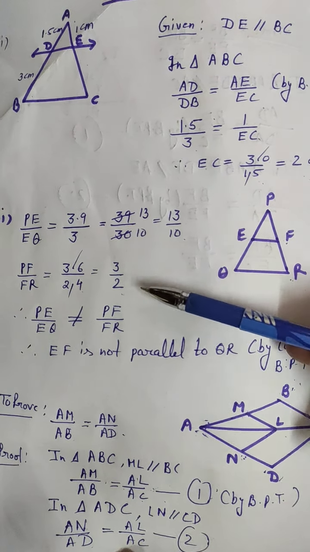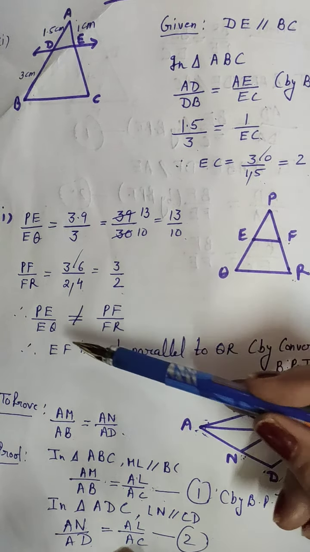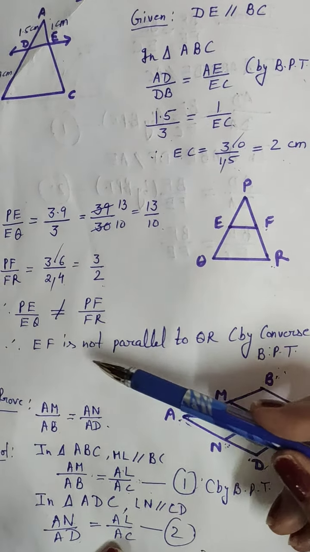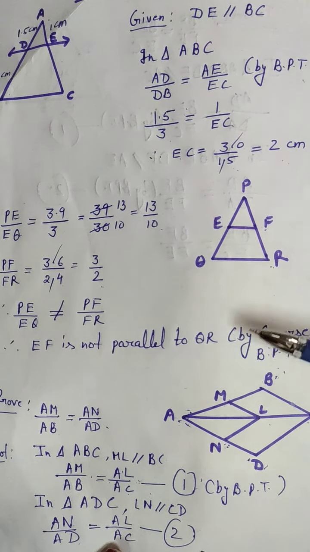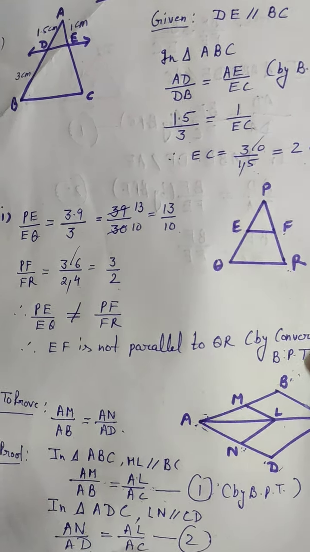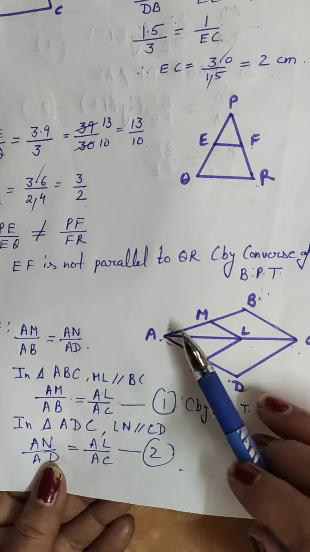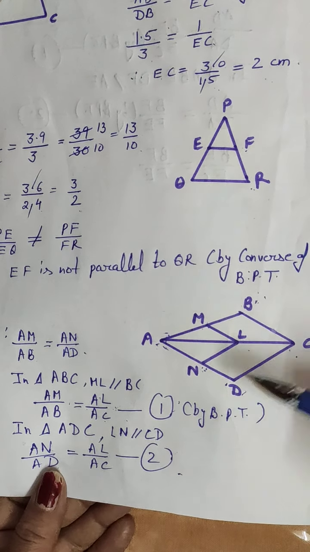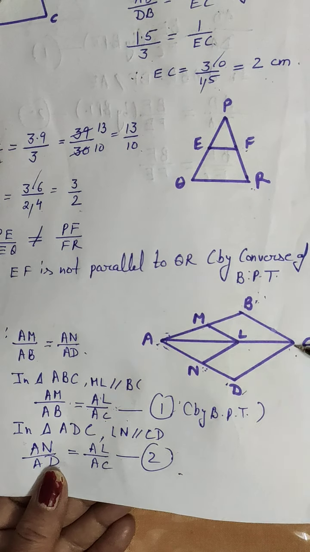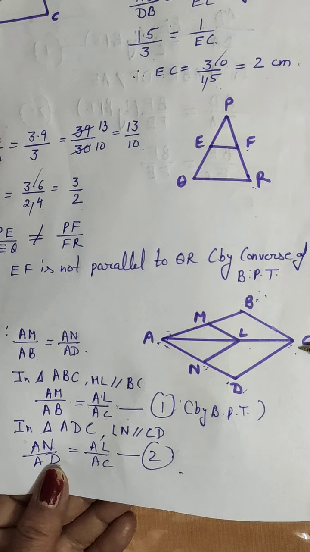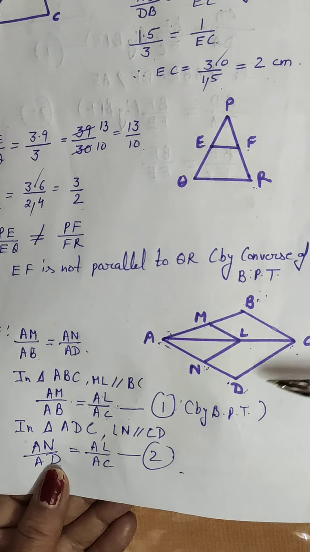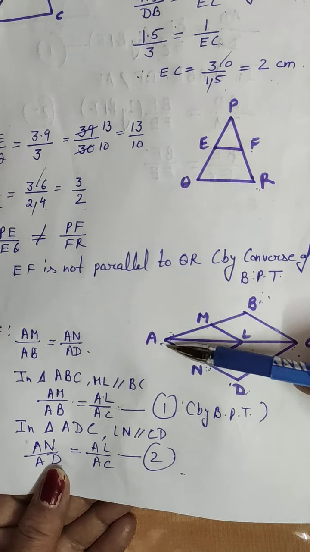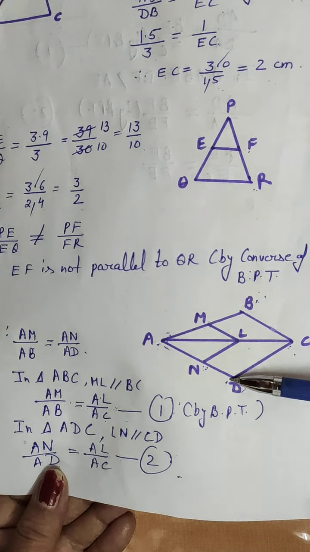So 13 upon 10 is not equal to 3 upon 2, means this is not equal. Hence by the converse of the basic proportionality theorem, EF is not parallel to QR. Similarly हम second and third part में करेंगे. Now question number 3. In this figure, LM is parallel to BC and LN is parallel to CD. It is given that LM is parallel to CB and LN is parallel to CD, and we have to prove that AM upon AB is equal to AN upon AD.